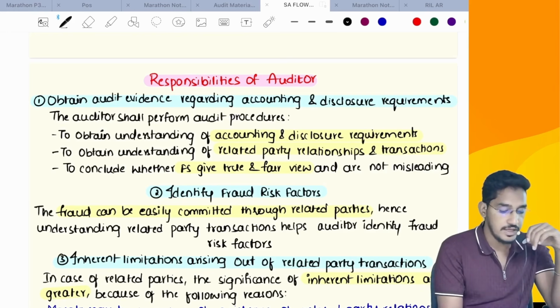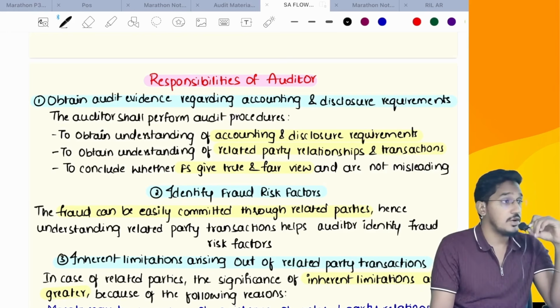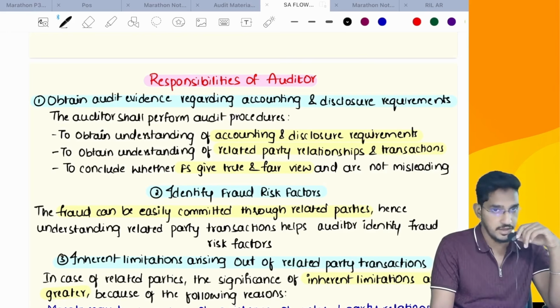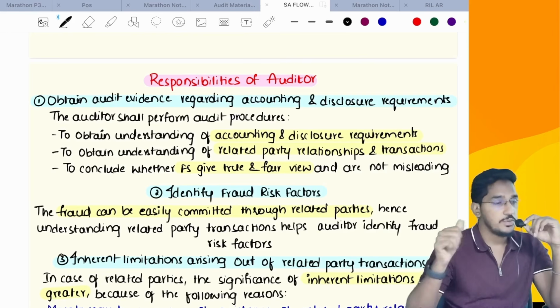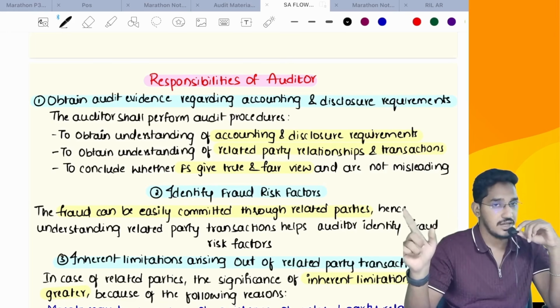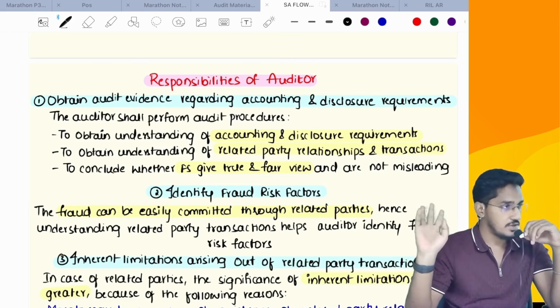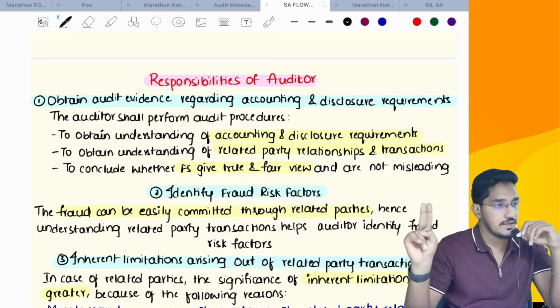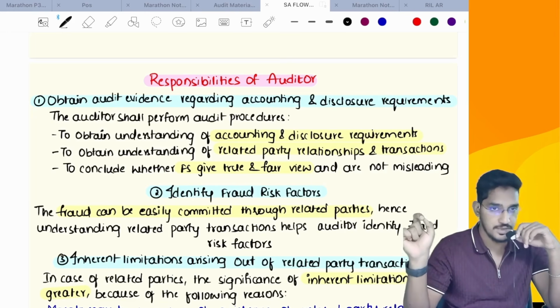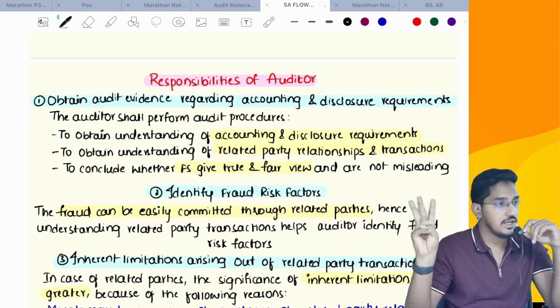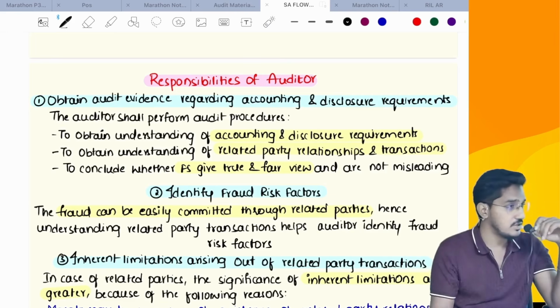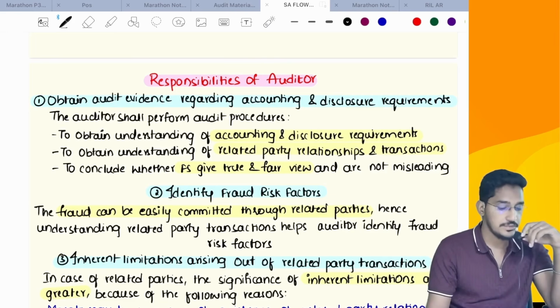Then, to conclude whether financial statements give a true and fair view and are not misleading, especially because of related party transactions, you need to perform audit procedures. Which audit procedures do you have to perform? First, obtain an understanding of accounting and disclosure requirements. Number two, obtain an understanding of related party relationships and transactions. Number three, finally, obtain an understanding of whether financial statements are giving a true and fair view and are not misleading, especially because of related party transactions.